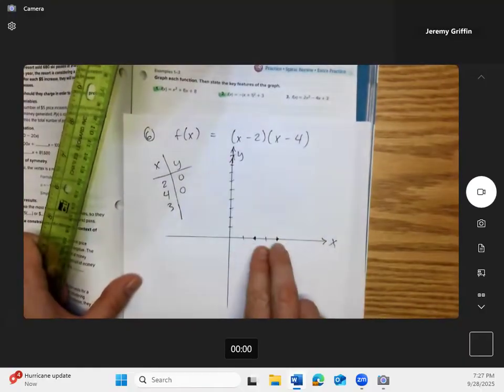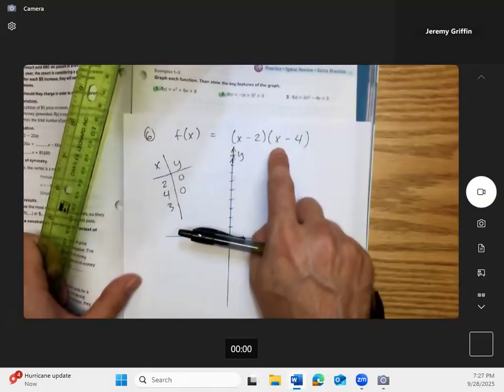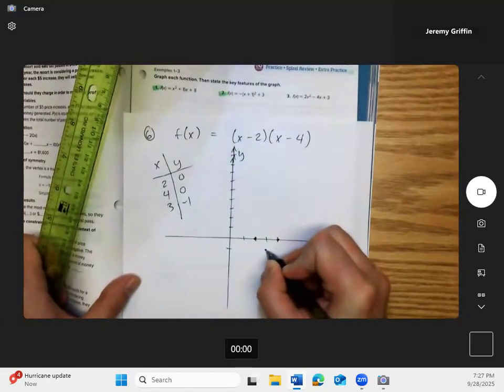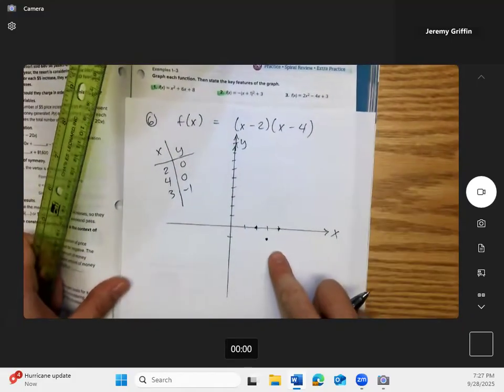It's got to be between those two. 3 minus 2 is 1. 3 minus 4 is -1. 1 times -1 is -1. So that's this point right here. Okay, I see what the problem is going to look like.